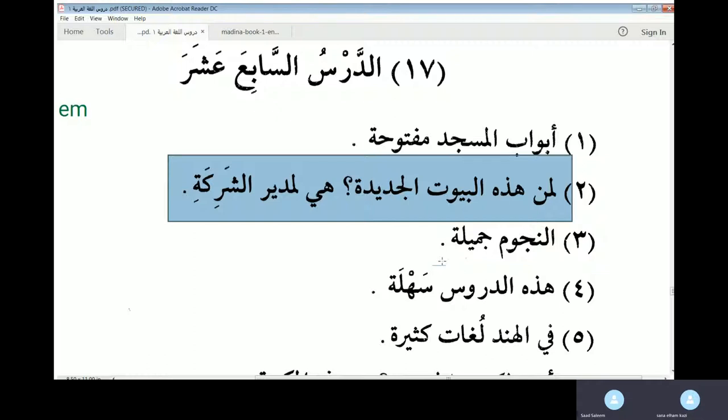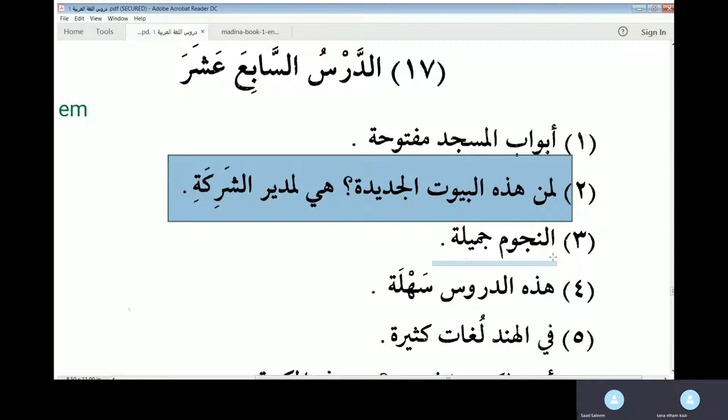Liman hazihil buyutul jadidati. Buyut means houses. Liman, whose new houses belong to? Well, you can also say, to whom do these new houses belong?